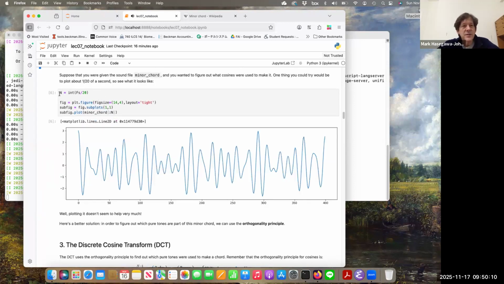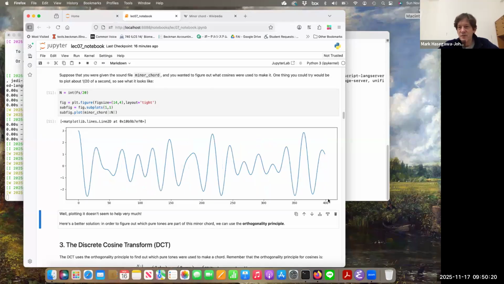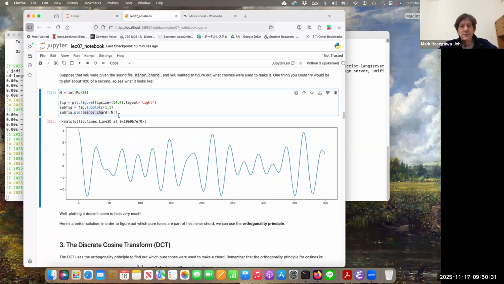All right, so we want to try to plot that. Let's just plot that chord. We'll take fs over 20, 1/20th of a second, so 400 samples. And for those 400 samples, we're going to just plot the minor chord.